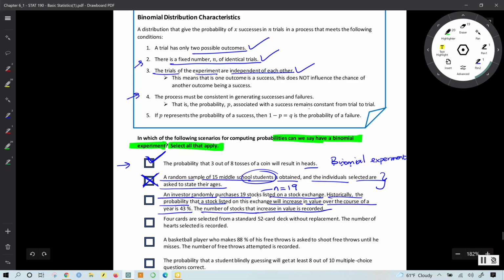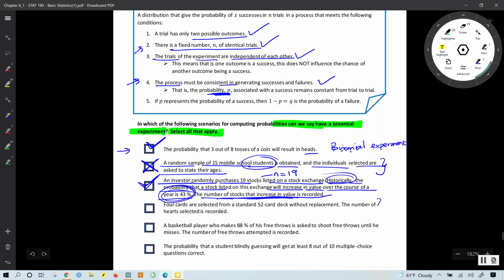What about the probability that a stock will increase in value? We're told that historically, that probability is 0.43 or 43%. This appears to be the same for each random stock that is chosen for observation. So the process is also consistent, and the probability that a stock will increase in value is 0.43 from one stock to the other. So condition 4 is also met. As it stands then, it means that this is also a binomial experiment.